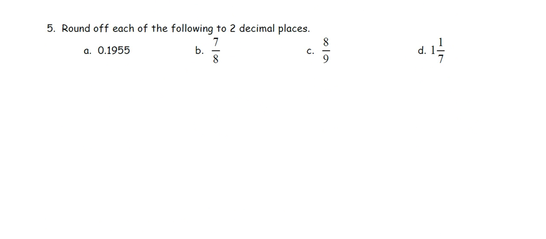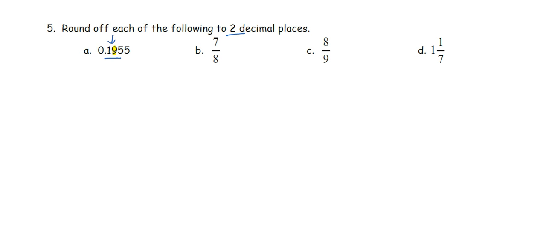Alright, let's go on to question number 5. For question number 5, I need to round off each of the following to 2 decimal places. Okay, so for question number 5a, this question is a little bit simpler because they give me the decimal places. Now, if I want to round to 2 decimal places, this is my cutoff, 1.19.